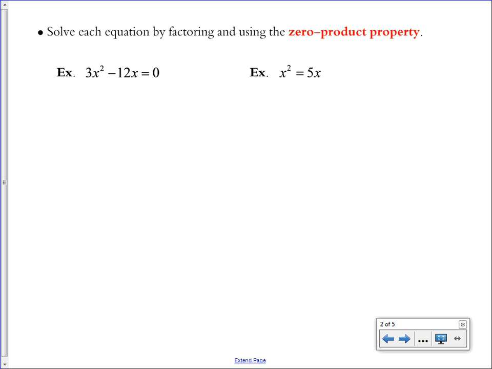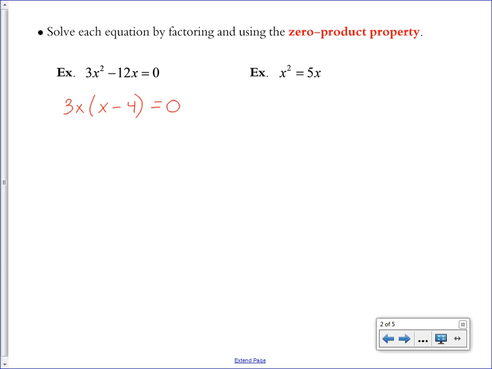So in example 1 here, 3x squared minus 12x equals 0. It already starts by saying equals 0, which is the first thing that we want to do in all of these questions on today's video. Start by making sure it says equals 0. This one does. So next step, we factor the left side of the equation, where all of our variables and our numbers are, by taking out a 3x. What's left is x minus 4, and it equals 0.